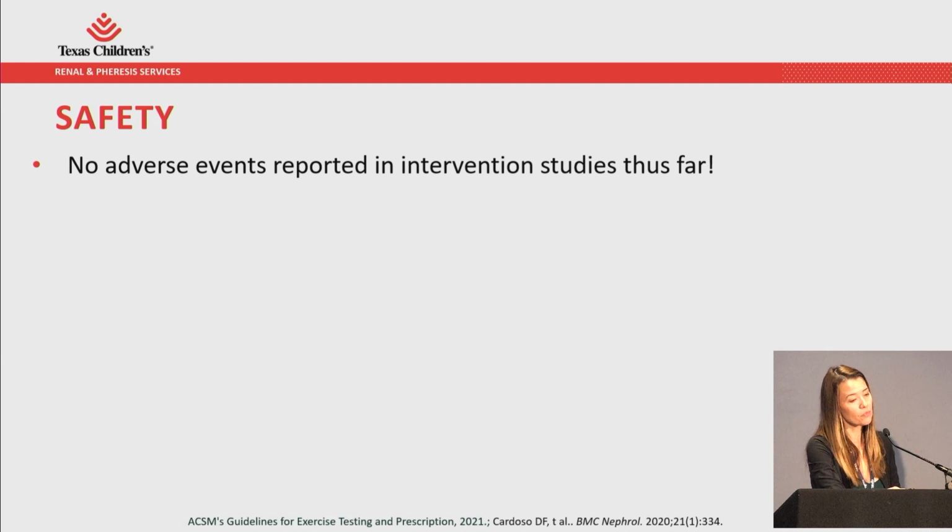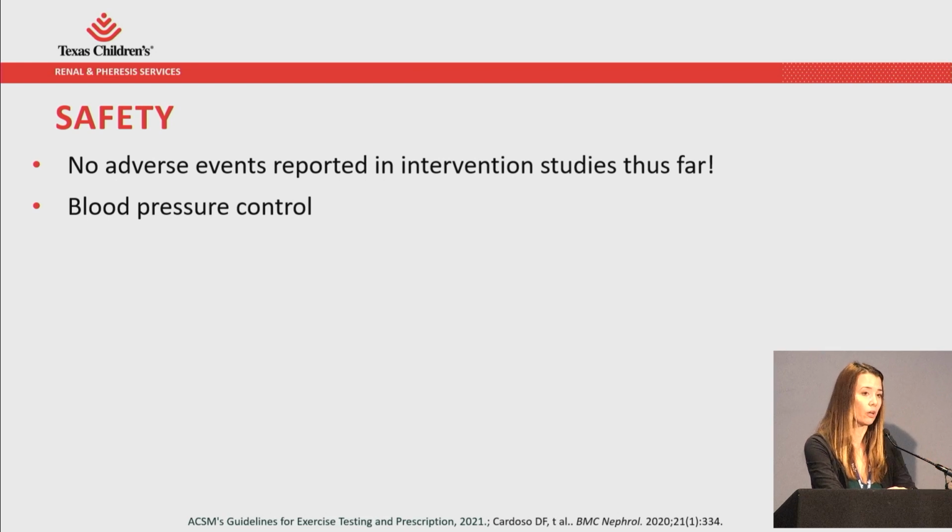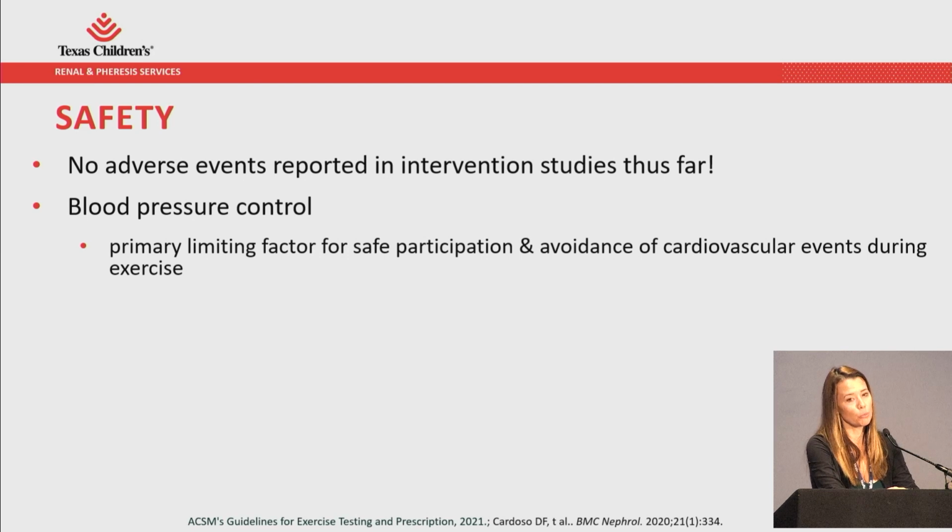The first and foremost, most primary thing that we need to think about when we're talking about physical activity is their cardiovascular risk. That's primarily led by blood pressure control, and is usually the limiting factor in safe participation and avoidance of cardiovascular events during exercise. So if your patient has uncontrolled hypertension, you need to get their hypertension controlled with medications before they can do any exercise, or refer them out.